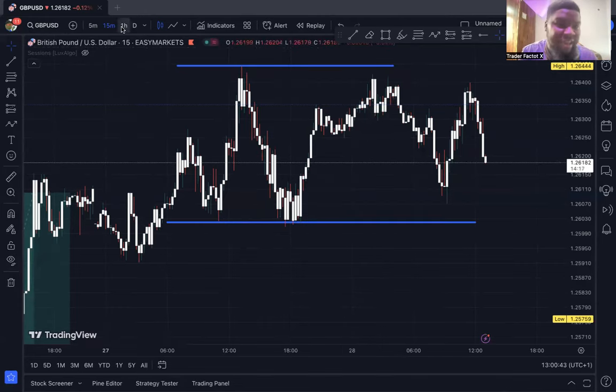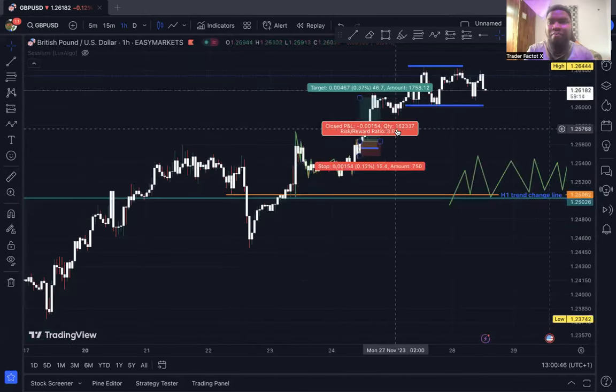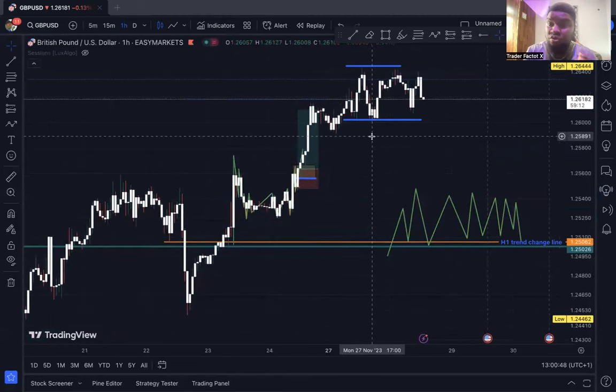And how do you know it doesn't have any head? Because it's not trending on the 1 hour time frame. The 1 hour time frame is not trending. The 15 minutes time frame is just messy. You understand? So in this market condition now, you just let it be.